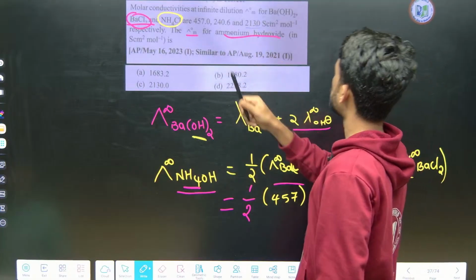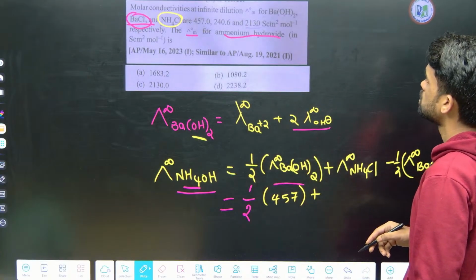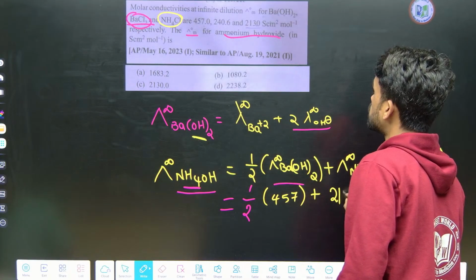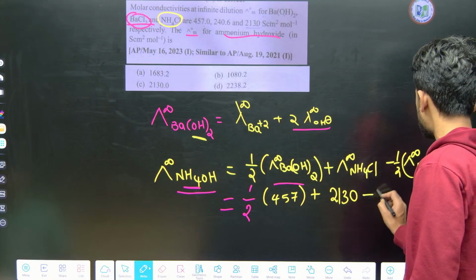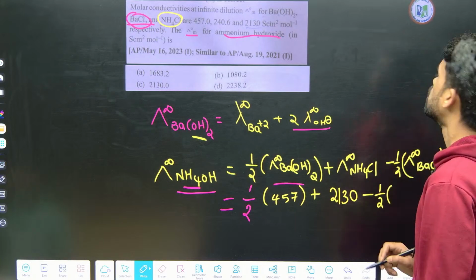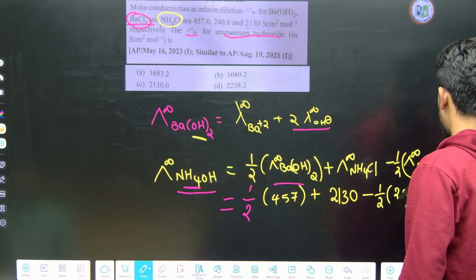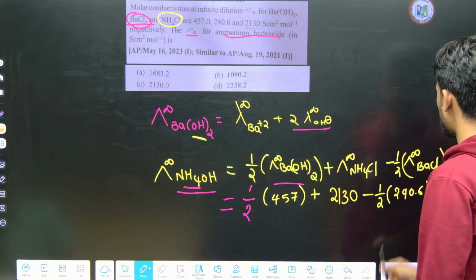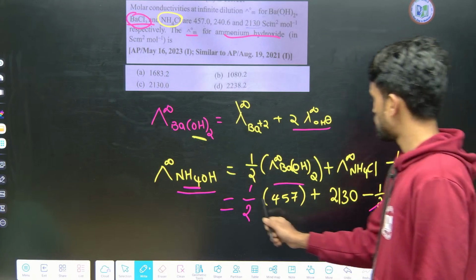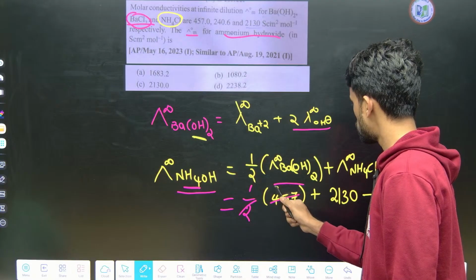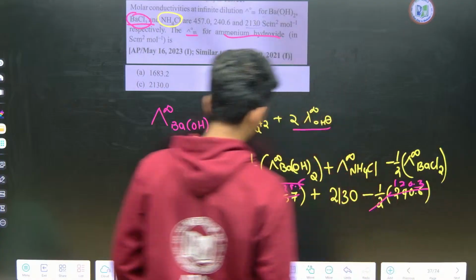The last value, how much is this? This is 2130. Okay, 2130. The next value, minus half into BaCl2, is how much? The middle value is 240.6, half of it is 120.3. So what you need to do is take this 120.3 and 228.5, so you got your answer finally.